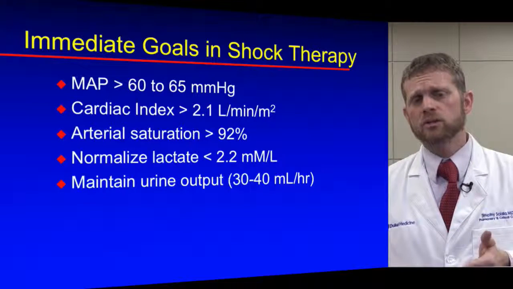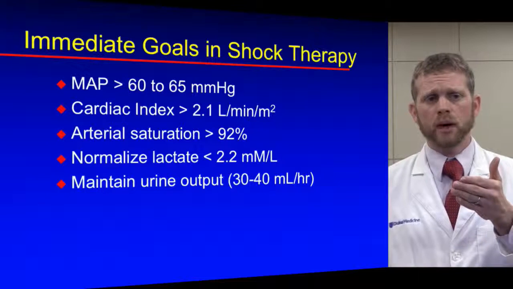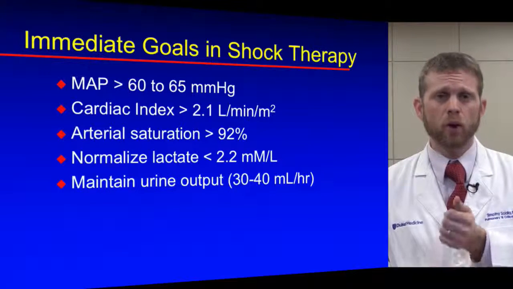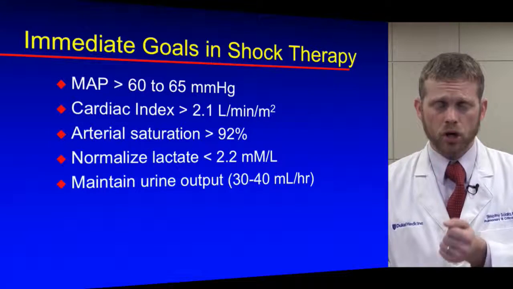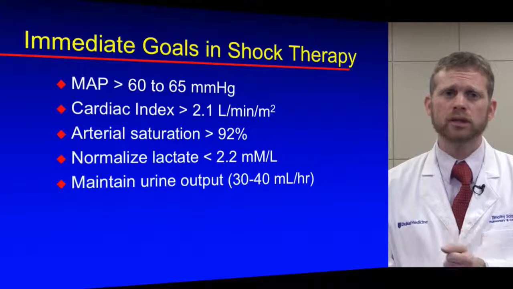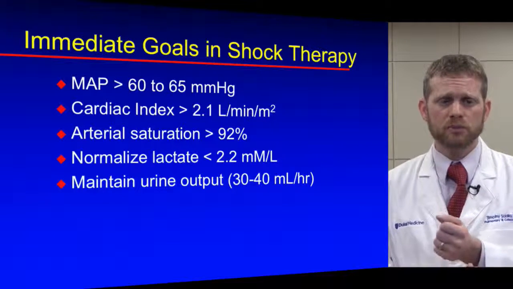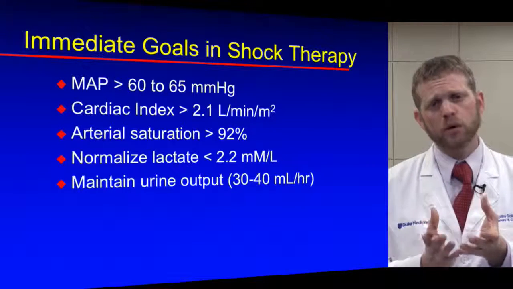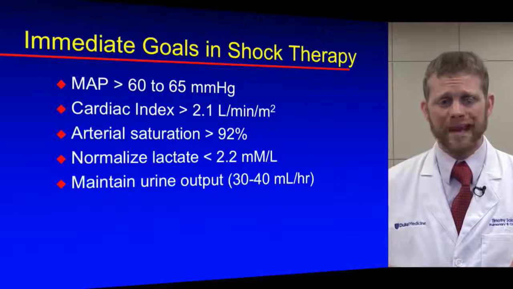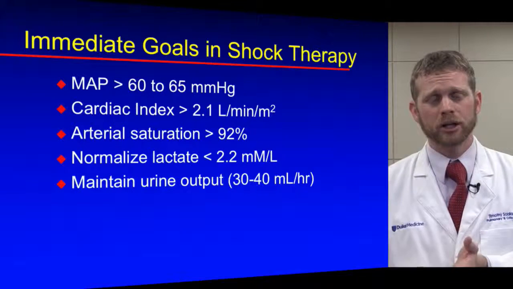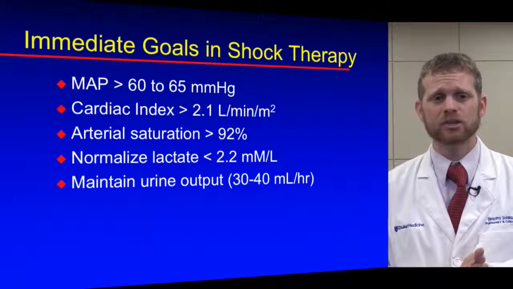So once you identify that someone has inadequate oxygen utilization, you need to get their blood pressure up. You want to get their goal MAP between 60 and 65 millimeters of mercury. You want to increase their cardiac output, often greater than 2 liters per minute. Their cardiac index to greater than 2 liters per minute per meter squared, which usually correlates to a central venous oxygen saturation of about 70%. You want to make sure that you have good arterial oxygen saturation, goal O2 sats greater than 92%.